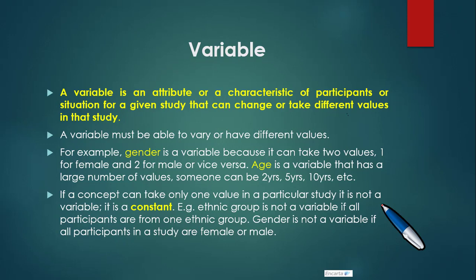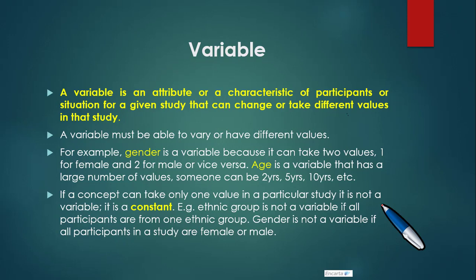For example, gender is a variable because it can take two values. We can give one for female and two for males, or vice versa, that is, two for female and one for males. Now, age is also a variable that has a large number of values, because the participants in a research study can be of different ages. Then, if a concept can take only one value in a particular study, it is not a variable, it is a constant, just the way I've said before.